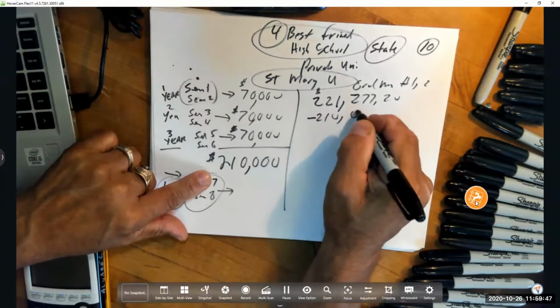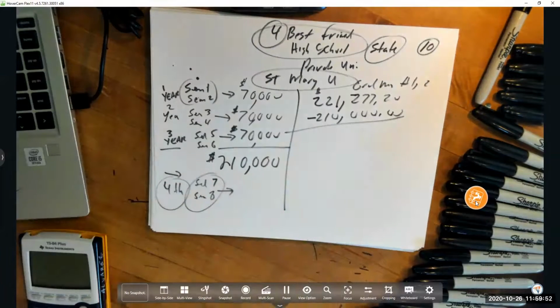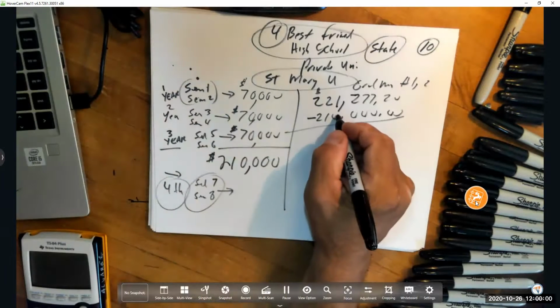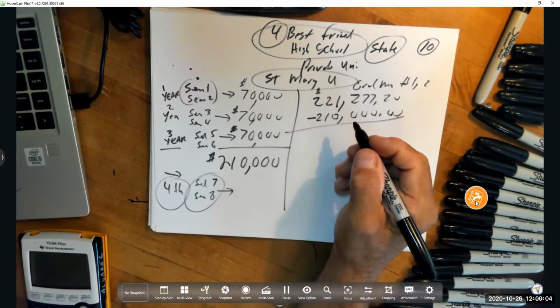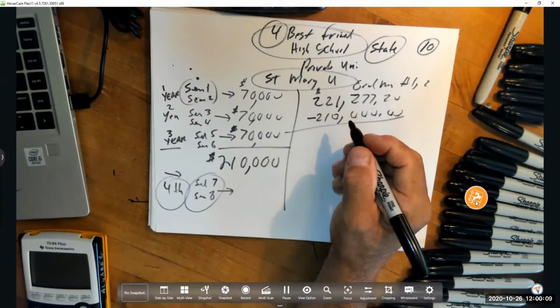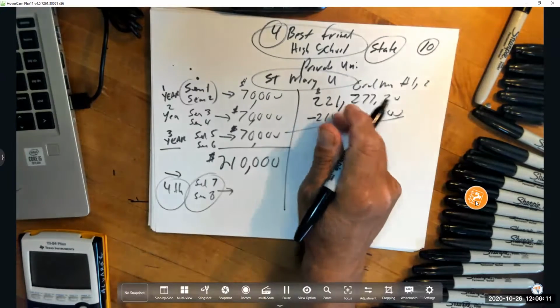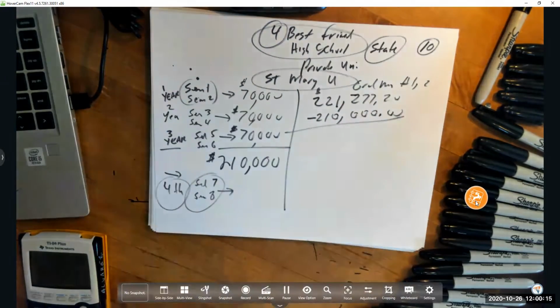210,000. All right, give me this number. So you spent 3 years at St. Mary's with your best friends. So how much money do you still have left over on your grandma's college fund? How much? Subtract those numbers. What'd you get?